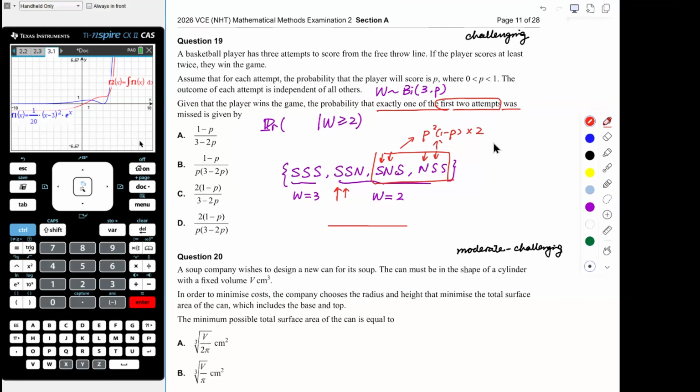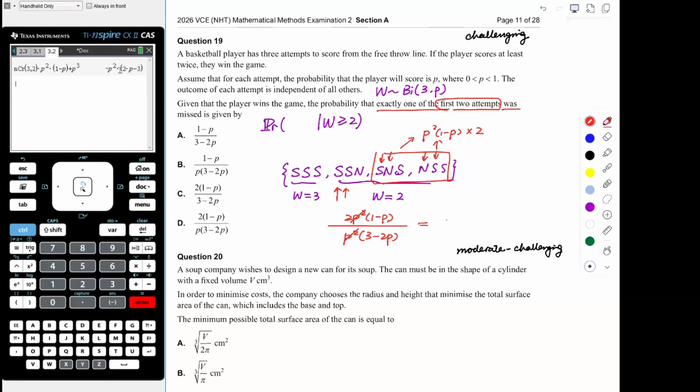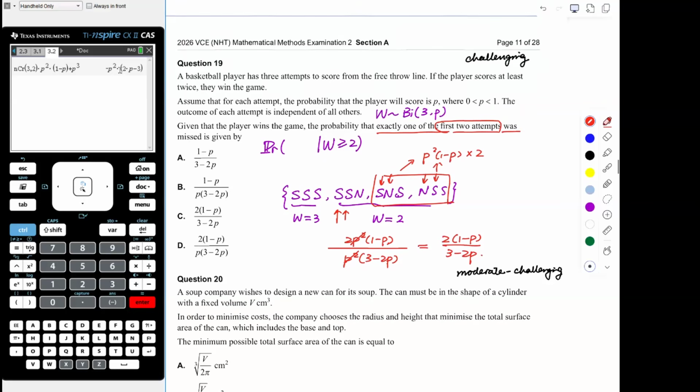So you can actually cancel out the p squared. And that's why you get 2 times 1 minus p divided by 3 minus 2p, okay? It's a conditional probability. So basically, this is a slightly more challenging probability question. It required you to have a comprehensive skill set. But most importantly, you need to build a link between the binomial distribution and all possible specific outcomes it will generate.